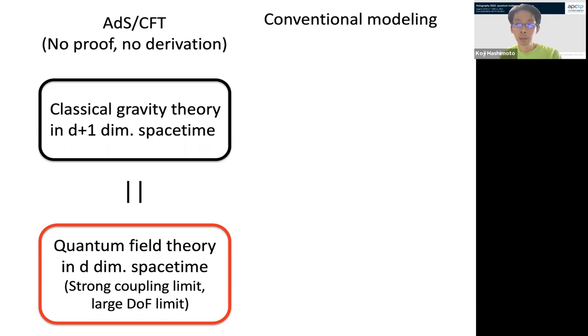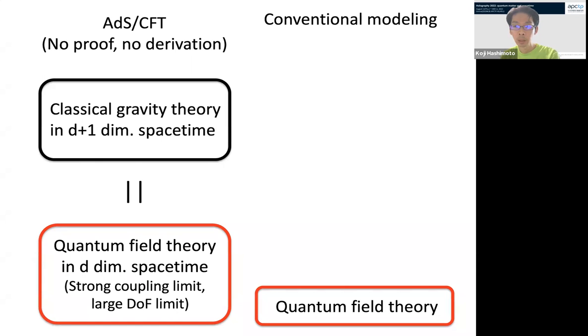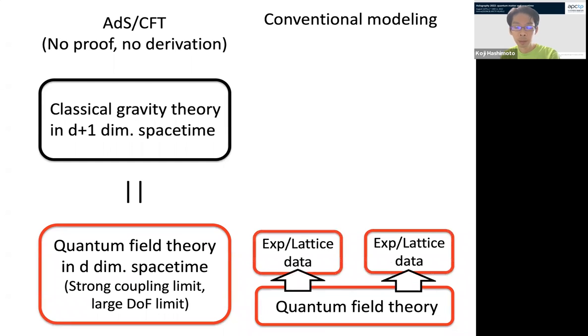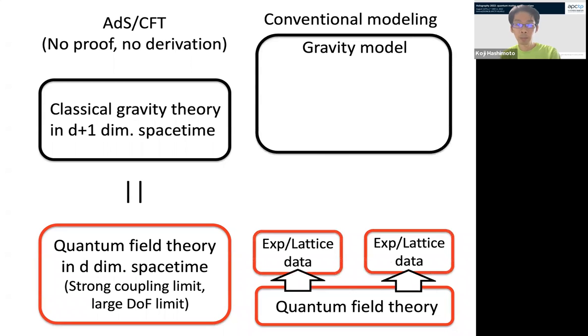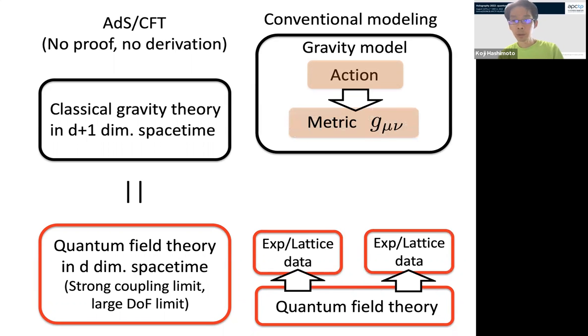The conventional modeling of this kind of strongly coupled QFT in terms of classical gravity is as follows. You start with quantum field theory, and then you have many data, like experimental data and lattice data. On the other hand, you have a gravity model in which you come up with a nice action. From the action, you solve the equation of motion, like the Einstein-Hilbert or Einstein-dilaton system. Then you get the metric g_mu_nu. And once you get the metric, you solve the fluctuation around this metric.